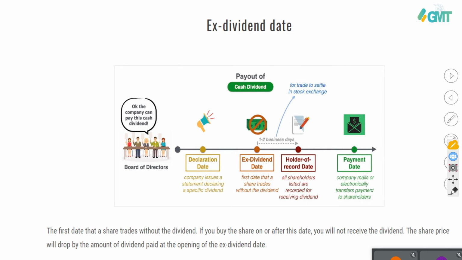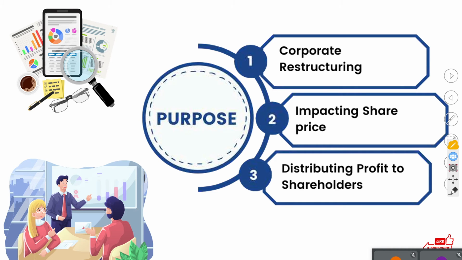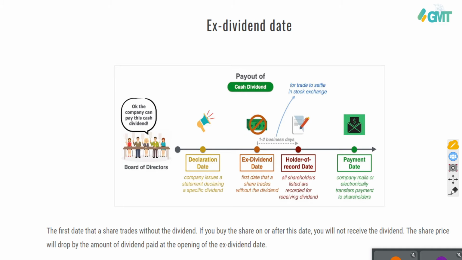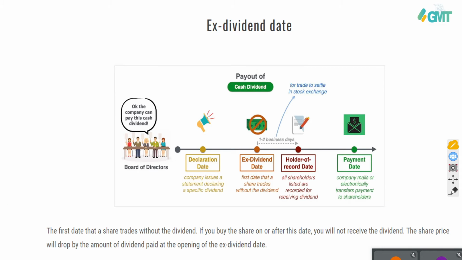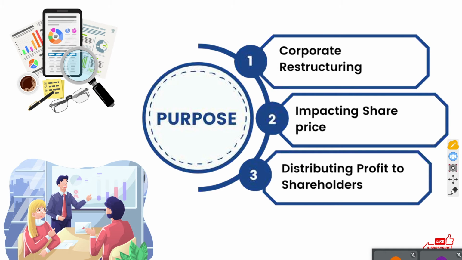So we have discussed the purpose of corporate actions, but how can you relate that purpose with the date? The company has a purpose of restructuring, of impacting the share price, of distributing profit. Then, if you have a purpose to do something, it should be pre-decided, and the date should be decided. The rules or terms should already be decided. Then only you can execute that particular action and serve the purpose.